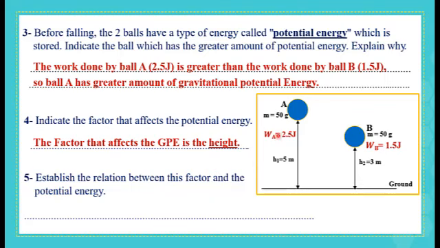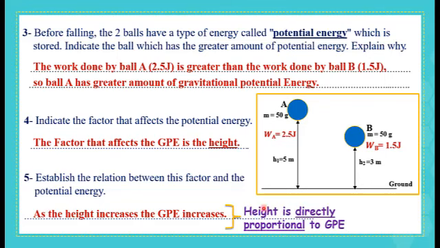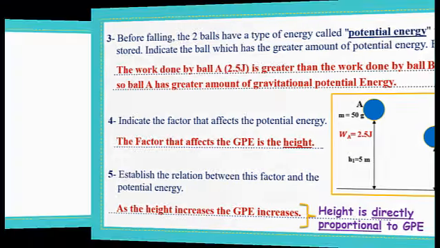We noticed here, when the work done is greater, the gravitational potential is greater. Work increases with the increase of height. So, as a result, as the height of the ball from the ground increases, the gravitational potential energy increases. Height is directly proportional to gravitational potential energy.